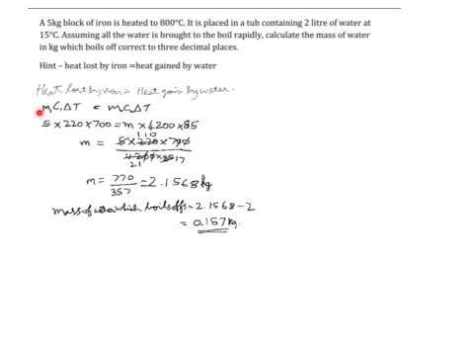What you've done here is simply assume that the equilibrium temperature is 100 degrees Celsius, and I'm assuming you've assumed it for a particular reason. You've computed the heat lost by iron on this side and the heat gained by water on this side, and you compute the mass and you figure out that it's 2.186 kilograms.